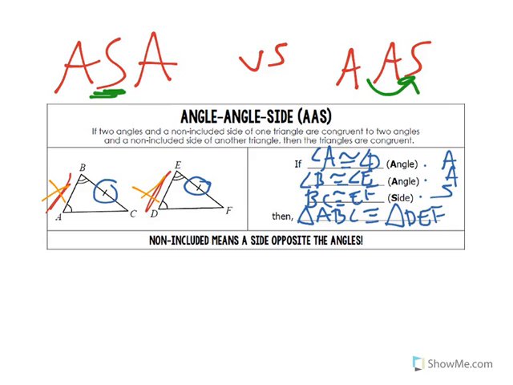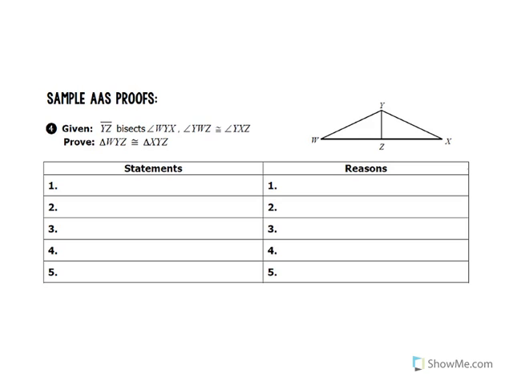Now we're going to look at a couple proof examples with AAS. So once again, we need to write the statements and the reasons. We don't have the statements given to us. We're told that YZ bisects angle WYX, and that angle WYZ is congruent to angle WXZ.